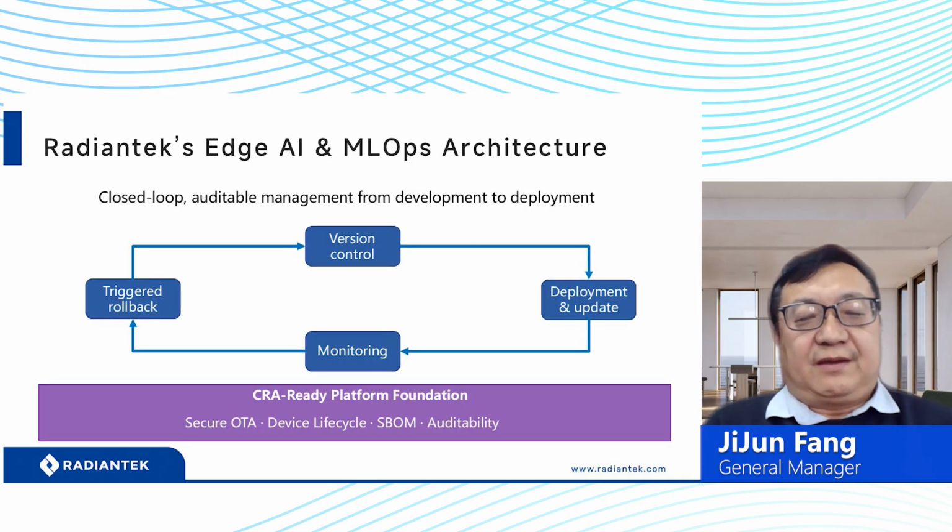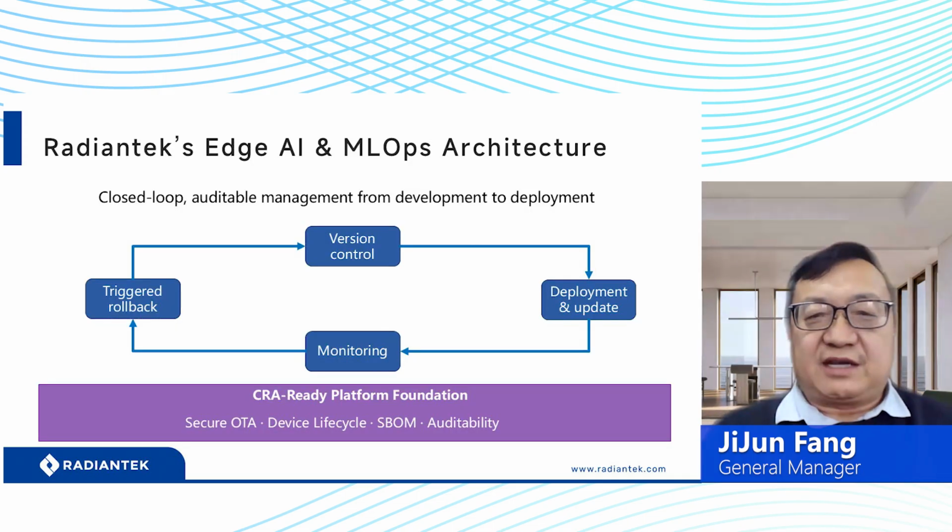Next page, let me show you what the Reading Tech Edge AI and MLOps architecture looks like. You can see it's a closed loop, auditable management from development to deployment. It's a very simple cycle. The version is controlled and will be deployed and updated. There is monitoring in the cycle, which triggers the rollback when needed. It's a very simple and clear CRA-Ready platform foundation based on secure update, device lifecycle management, SBOM control, and all the auditability is done.